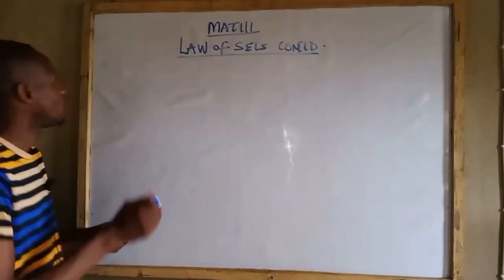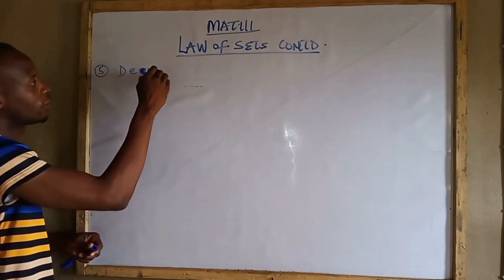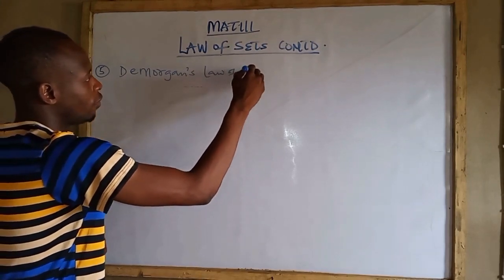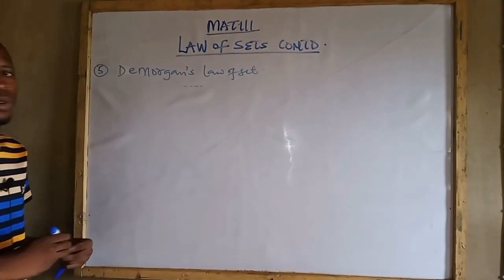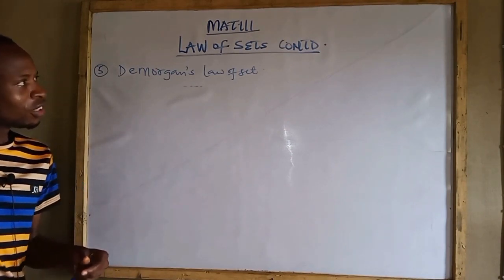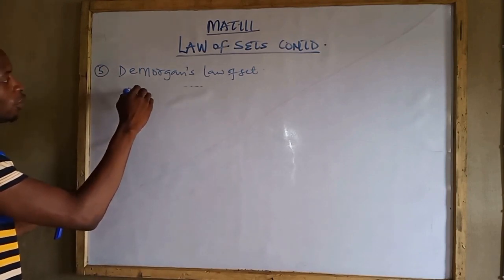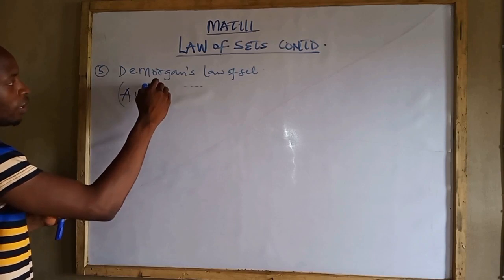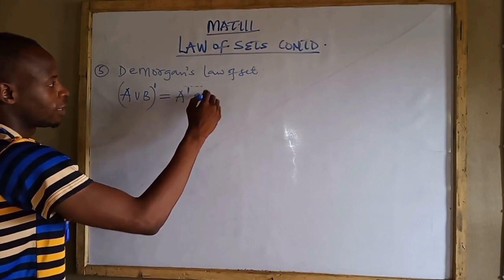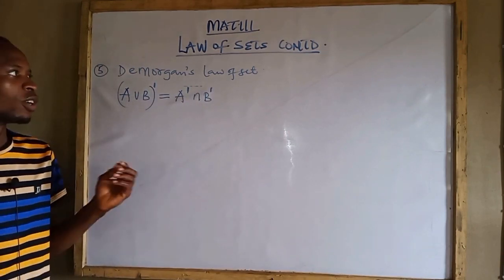So we have De Morgan's, and that is number 5. De Morgan's law of set is a very precise and simple law of set. This law simply states that when you have A union B complement, it is equal to A complement intersection B complement. That's just a simple definition of De Morgan's law of set.